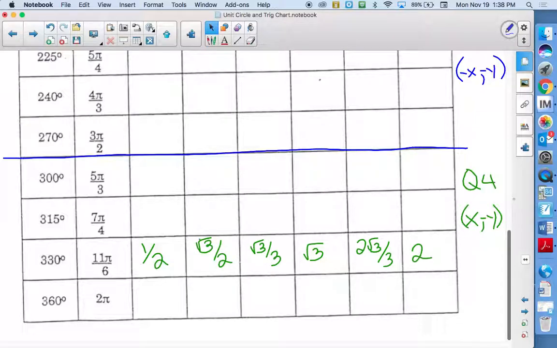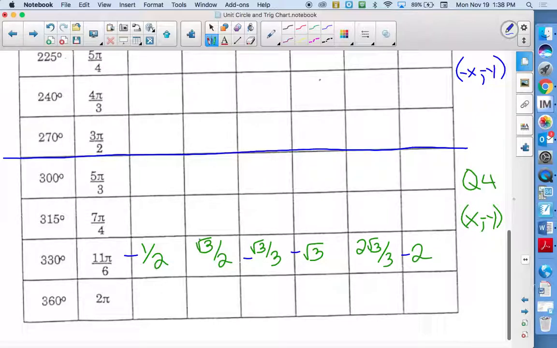And now all the y's have to have a negative. So sine is y, cosecant is 1 over y. Tangent is y over x, so negative y divided by positive x means it has to be negative. Cotangent is x over negative y, so that has to be negative. So that means the sine and the secant functions are the ones that are positive because they're the ones that only contain x.